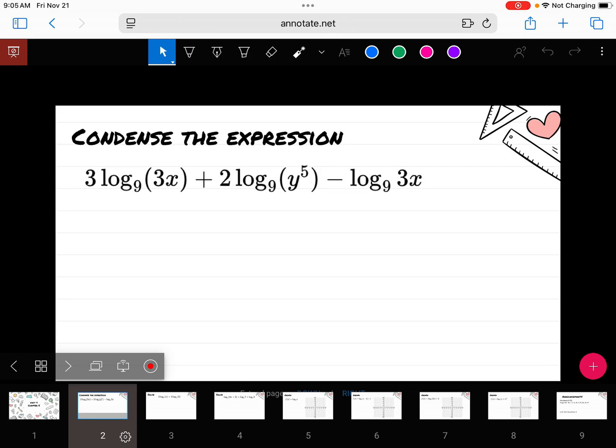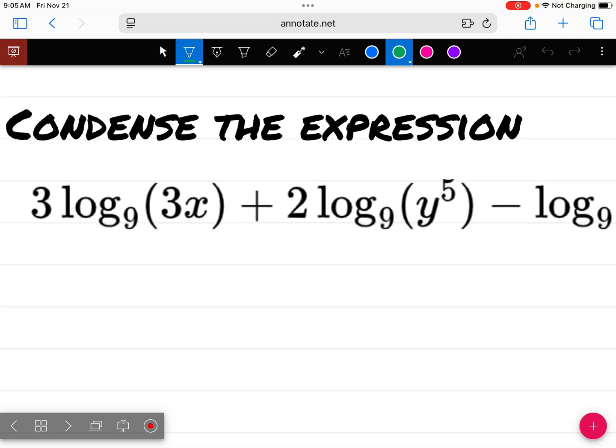All right, let's take a look at this one. Trying to get this as condensed as possible. What should we do first? Our coefficient should go up and become a power. Absolutely right. We want to get this all the way down to a single log if possible. So we should take all of our coefficients and put them up as exponents. So I'm going to take this 3 up as an exponent here.